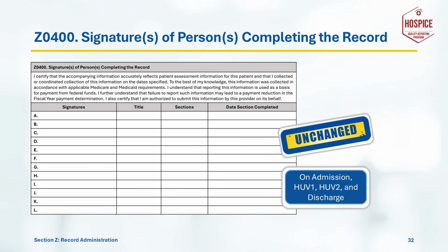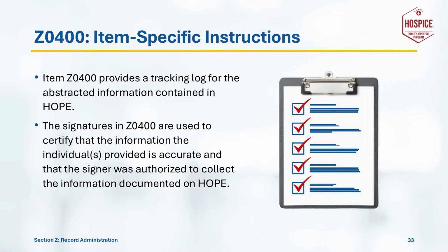All staff who complete any part of the HOPE record should enter their signature, title, section, or portions of a section they complete, as well as the date completed. This item provides a tracking log for the information that was gathered or abstracted in HOPE. The signatories certify that the information they provided on the HOPE tool is accurate and that the person signing is authorized to collect and document this information.